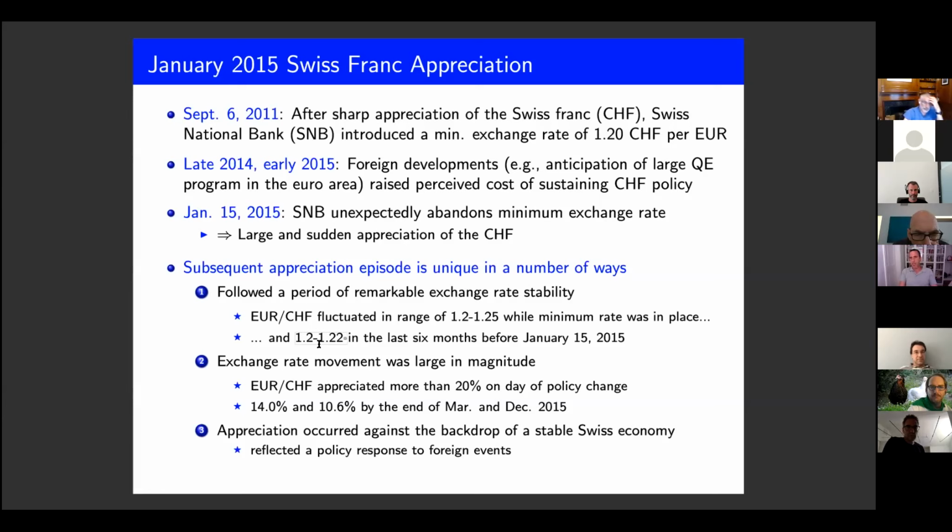So the exchange rate appreciation, the policy, is really a response to foreign events. So it's not like there's a crisis and then there was a change in the exchange rate. So that's very different to other large appreciations or depreciations that people have looked at.